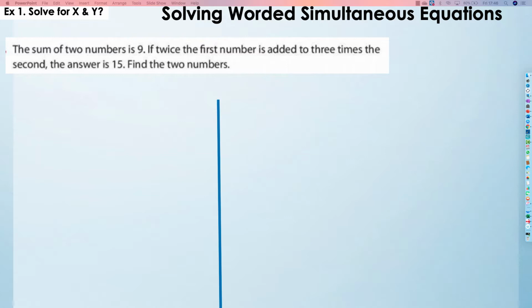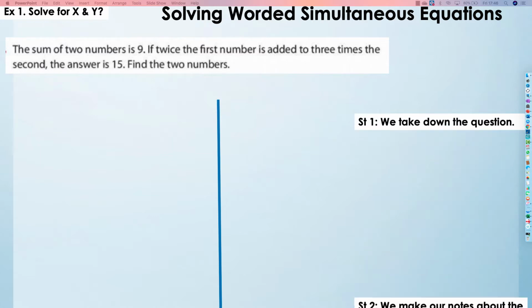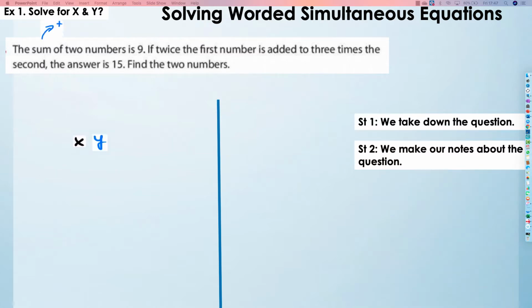Keep it down: x and y. The first number is x. Second number is y.